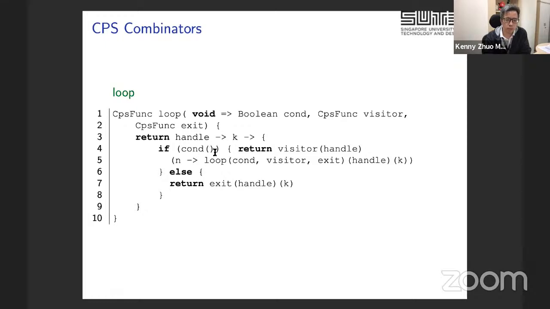In case the condition is false, we have to get out of the loop. So we call the exit, which is the block right after the loop here. So we say exit, handle, which is the exception handler, and k, which is the normal continuation.